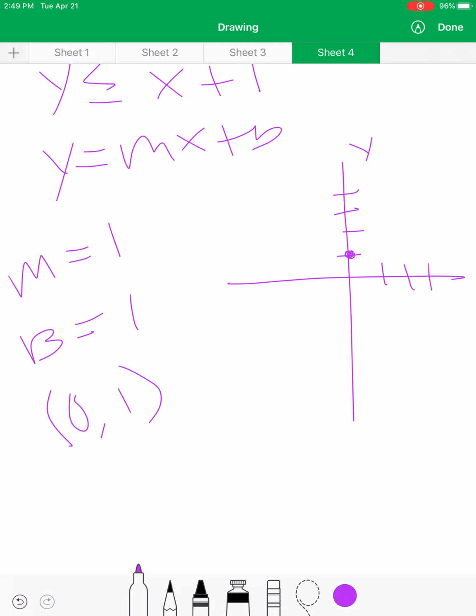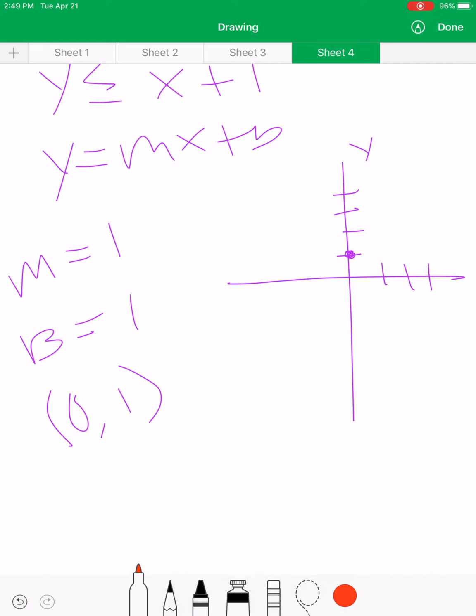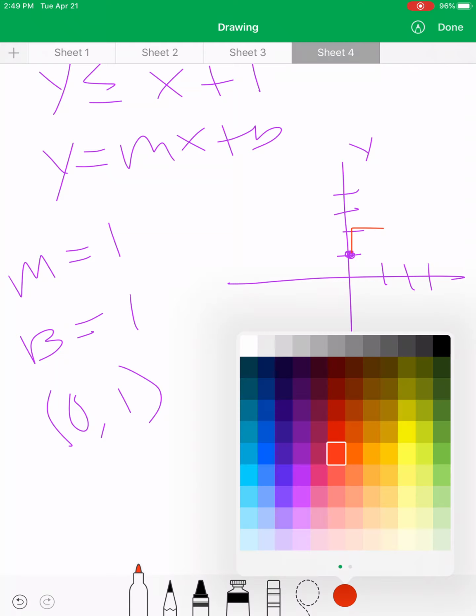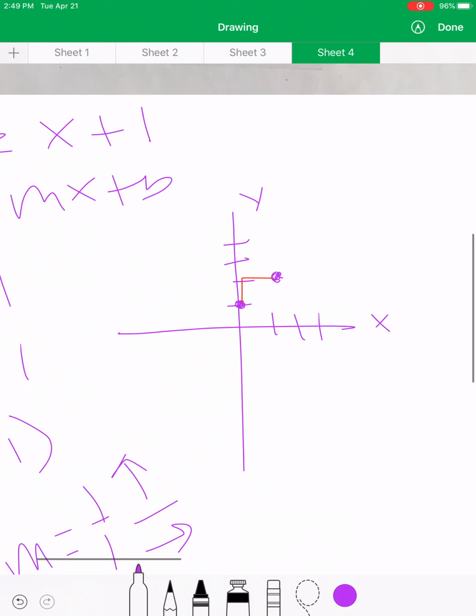From my b value, I look to my slope, and that tells me how to get my second point. So I'm going to go up 1 over 1. From b, up 1 over 1. And that should be my second point right there, okay? And I knew to go up 1 over 1 because m was 1 over 1. It's always vertical motion over horizontal motion. So we went up 1 over 1 from the starting point.